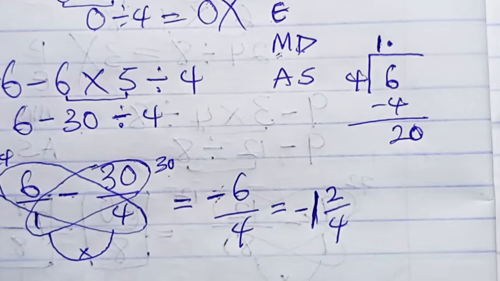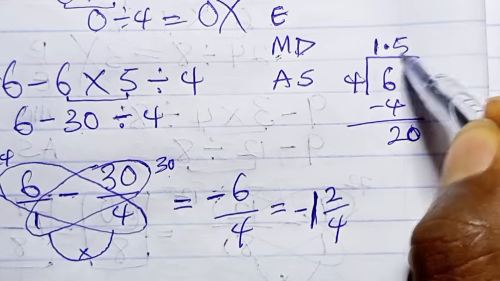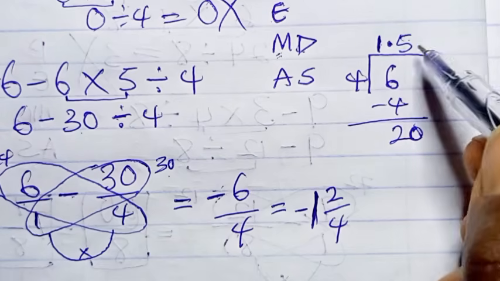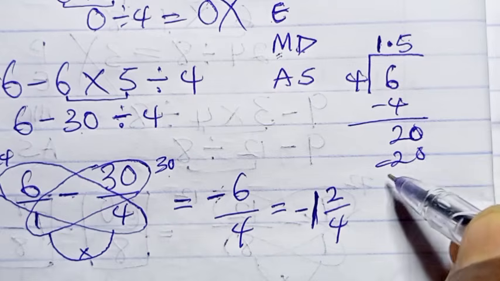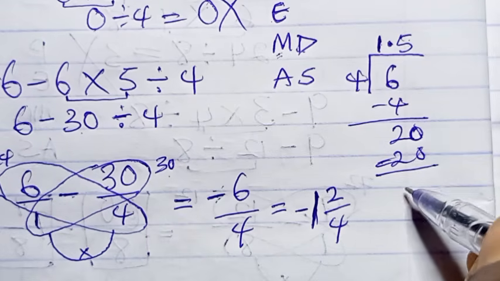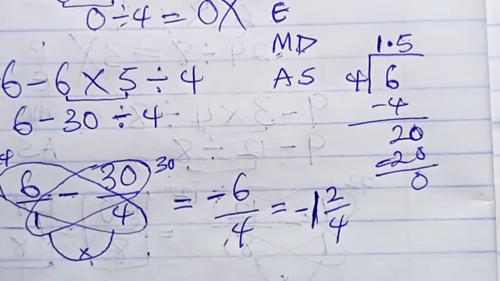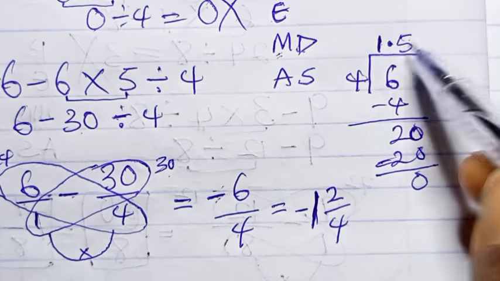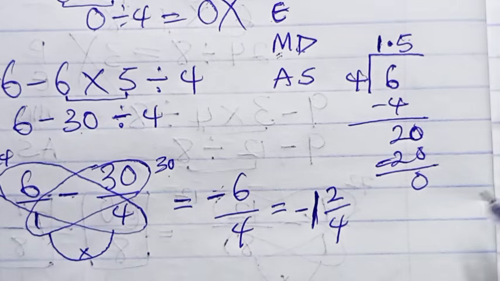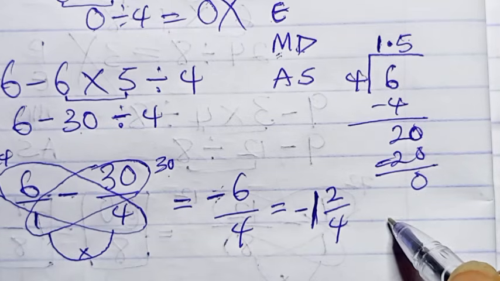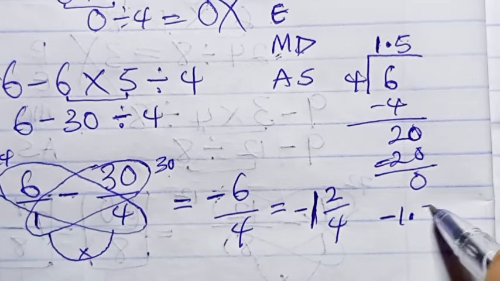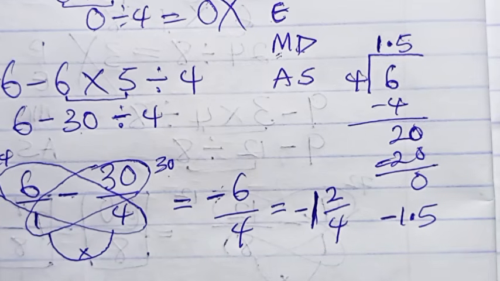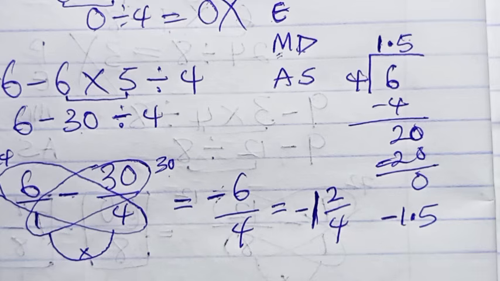20 divided by 4 is going to give us 5. 5 times 4 is 20. When we subtract, we are going to have 0. Alright? So we have 1.5 as our decimal answer. So we can add the negative sign, which is minus 1.5. So for this question, we have 3 answers, okay?